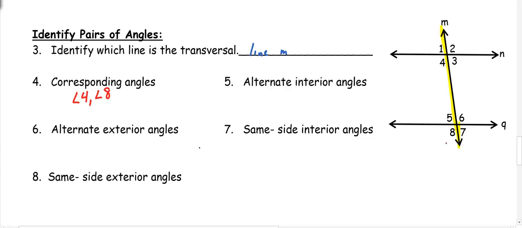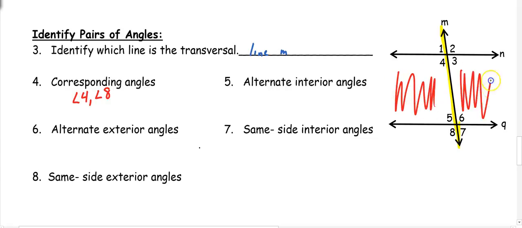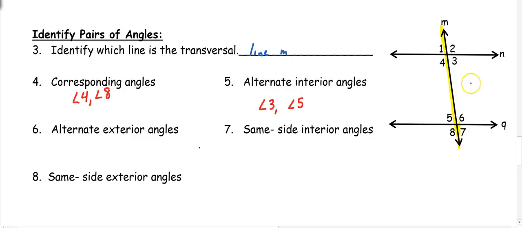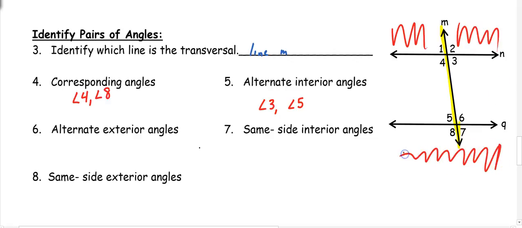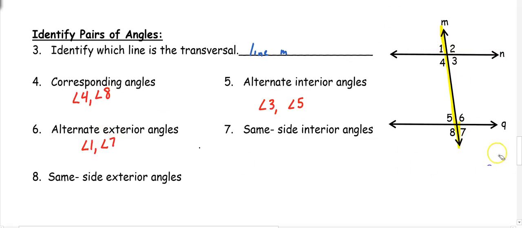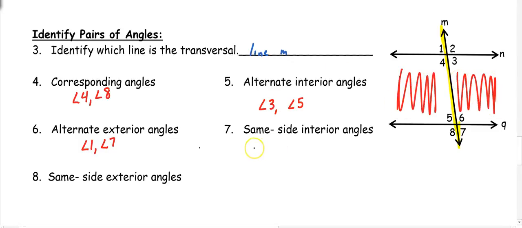Number 5, alternate interior angles. So remember, alternate interior angles need to be between the lines and on opposite sides of the transversal. So if I pick angle 3, my alternate interior, the other side of the line, inside would be angle 5. Alternate exterior, so same idea, but now on the outside of the line and on the opposite sides of the transversal. So let's say we pick angle 1, the opposite side would be angle 7. So angle 1 and angle 7 would be alternate exterior. Same side interior. So same side interior is between the lines, but on the same side of the transversal. So if we picked angle 4, angle 5 would also be on the same side.